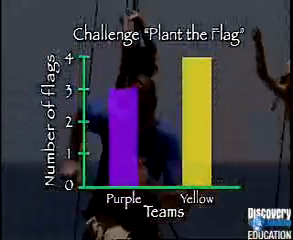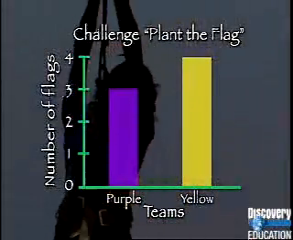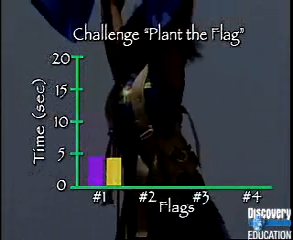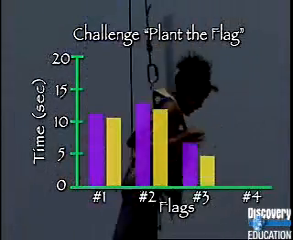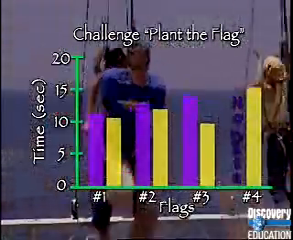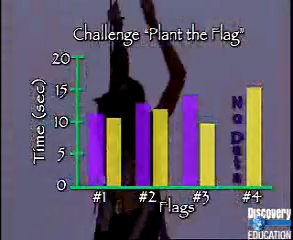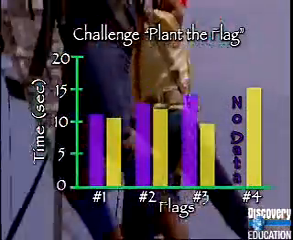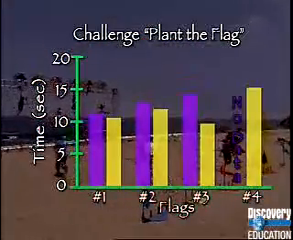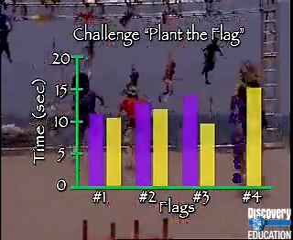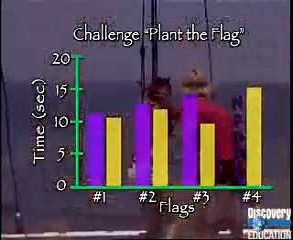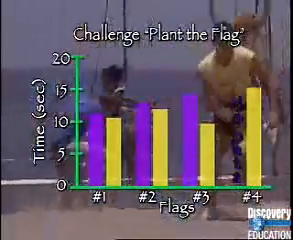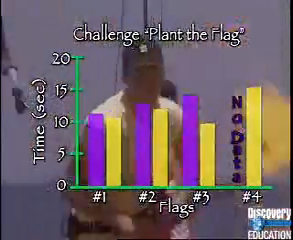If you want to see how the team's performances compared for each flag, we can use a double bar graph to show the amount of time it took for each team to plant each flag. We list times, increasing from bottom to top on the y-axis. And we put the flags, 1 through 4, along the x-axis on the bottom. At each of these places, we place a bar showing the time for the yellow team next to the time for the purple team. You can see how the teams compared on each flag.